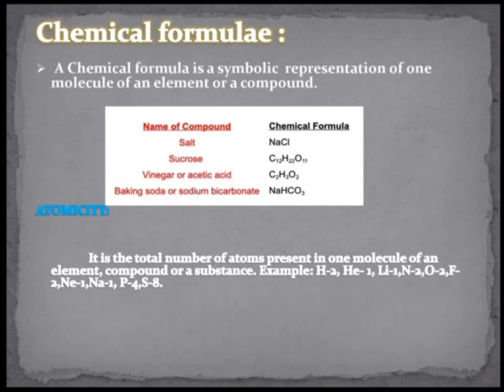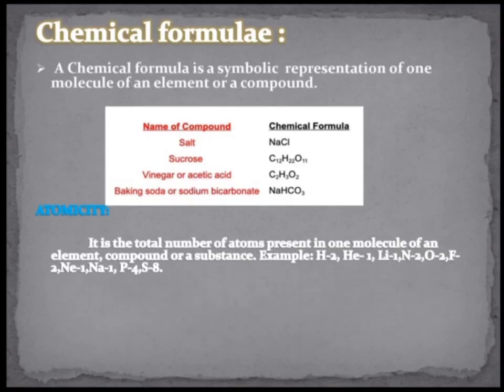Atomicity. It is the total number of atoms present in one molecule of an element or compound or a substance. For example, hydrogen exists as an element H2, so 2 into 1 is equal to 2. Helium exists as monoatomic, so its atomicity is 1. And lithium's atomicity is also 1. Nitrogen exists as diatomic N2, so its atomicity is 2. Oxygen also exists as diatomic, so it is 2. Fluorine is also F2, so atomicity is 2.